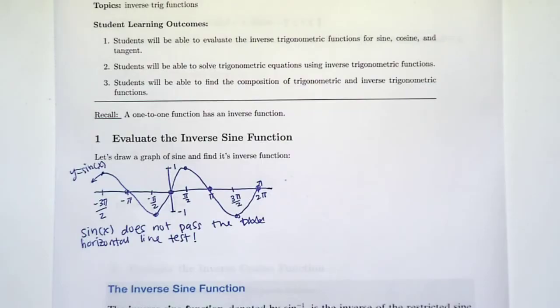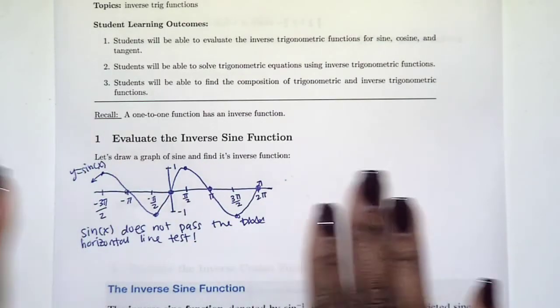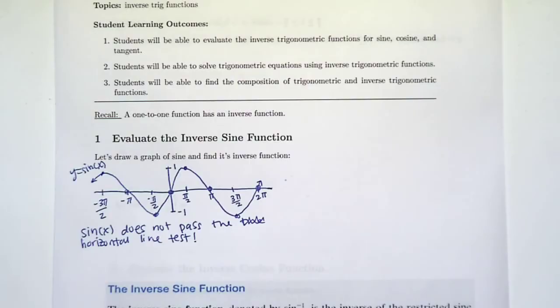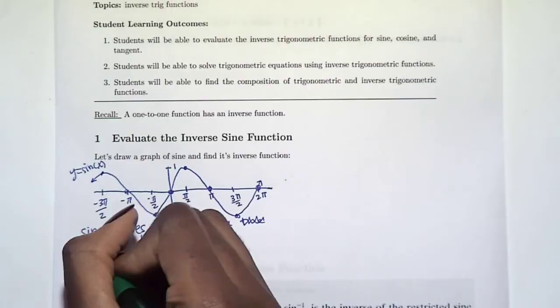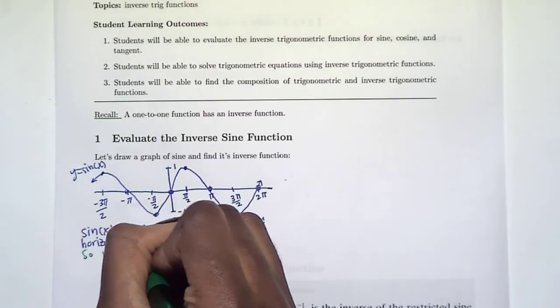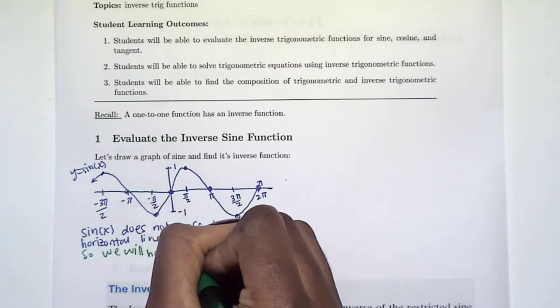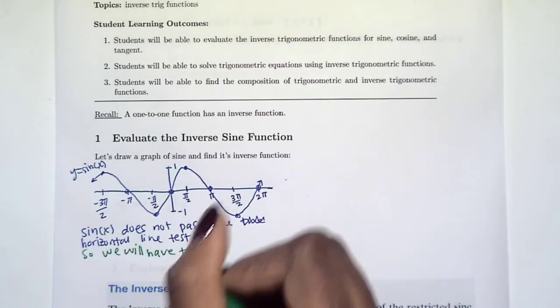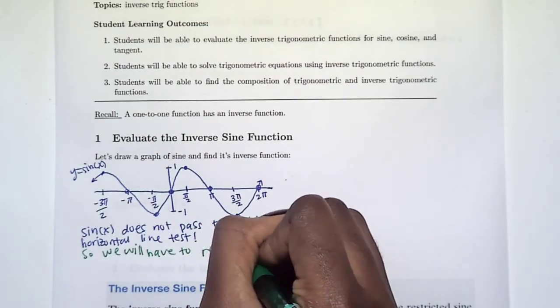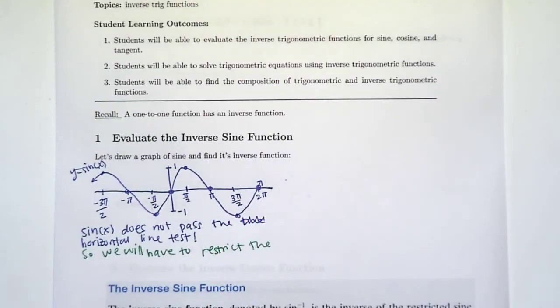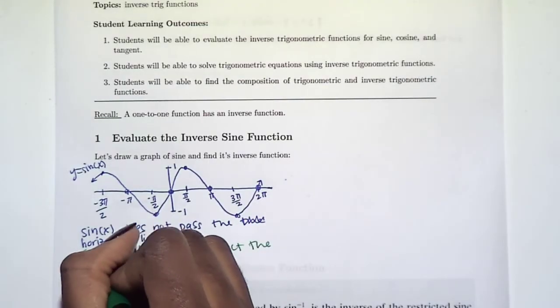So why are we even learning about inverse trig functions? Well, in order to make it be one-to-one, we just can't use the whole function. We are going to restrict the domain of the function and then just use the inverse of that to be our inverse sine function. So let me write that down. So we will have to restrict the domain to find its inverse.